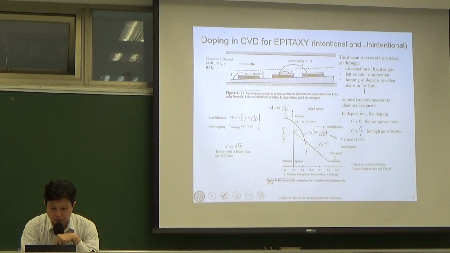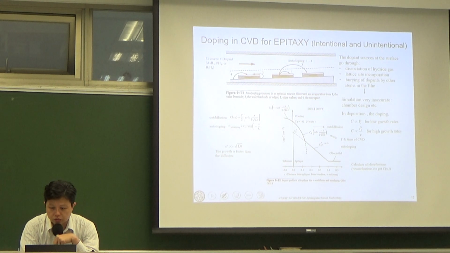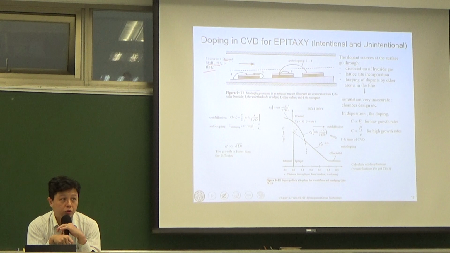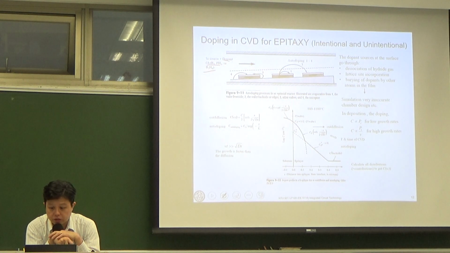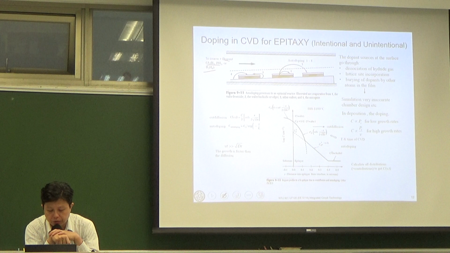Okay, so this figure shows you the doping, either intentional doping or unintentional doping in the CVD process. We can provide the dopant with different dopant gases, and that's the intentional doping. But the dopant source at the surface can, there are some other auto-doping processes in these epitaxial reactors.